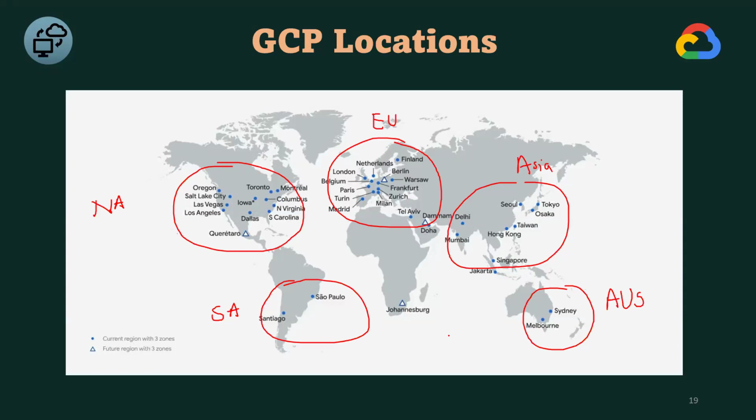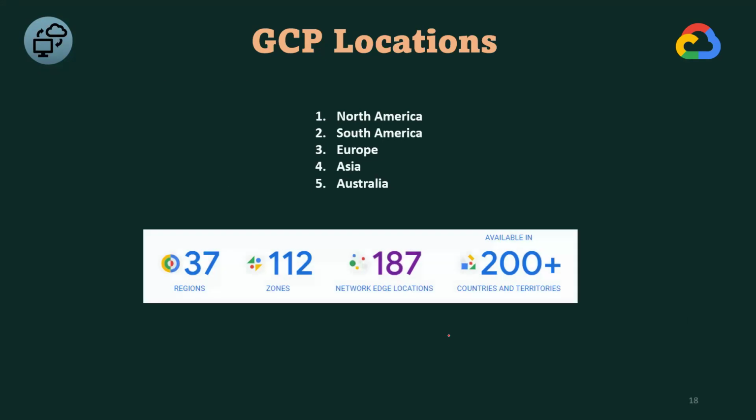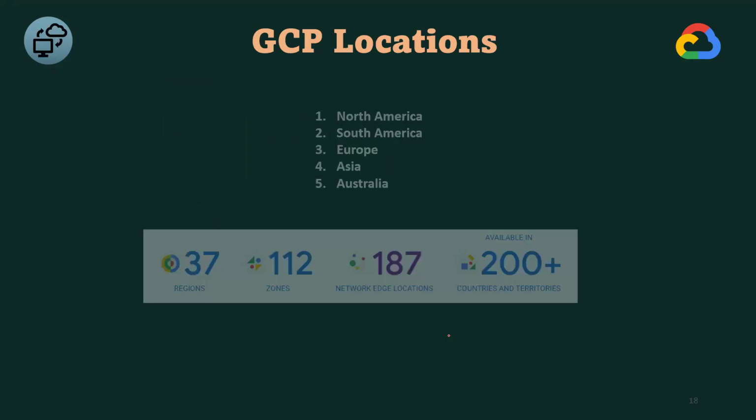It's to provide resources to each and every individual in multiple countries. That is the main importance, so that they can have less latency and high availability of GCP resources. That is the main reason Google has organized its entire infrastructure into 5 locations, and we have 37 regions and 112 zones as of now.